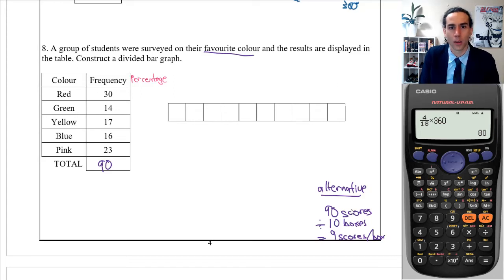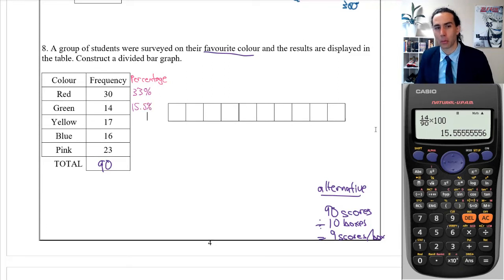This would be better. So 30 over 90 is 1/3. And it's 33%. We're not going to do the decimals here. 14 over 90 times by 100. 50, we will say 15.5 for that one because it's right in the middle, but I don't think we'll be able to show it. No, it's too hard to show it. We'll just go with whole numbers.